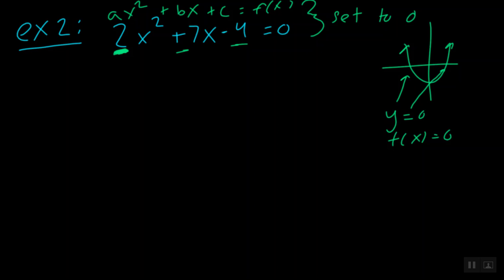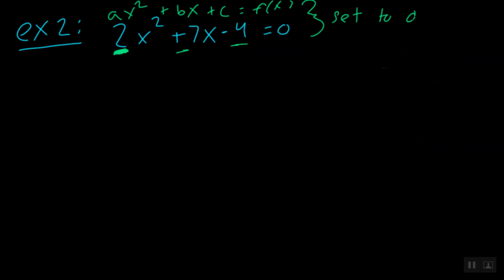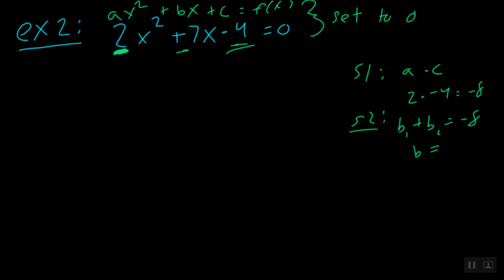Okay, so what were our steps for factoring by grouping? Well, remember, step 1, we multiply a times c, so in this case 2 times negative 4, which will be negative 8. Step 2, we want to find two numbers, let's call them b sub 1 and b sub 2, which multiply to negative 8, but they add up to be our b term.